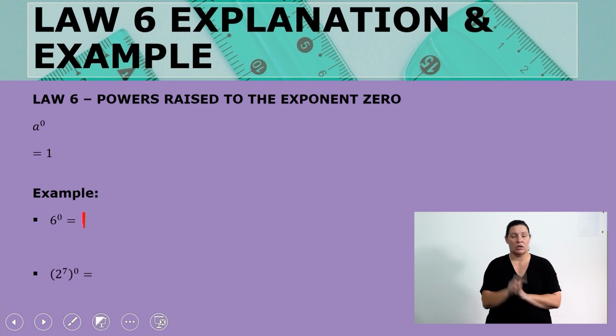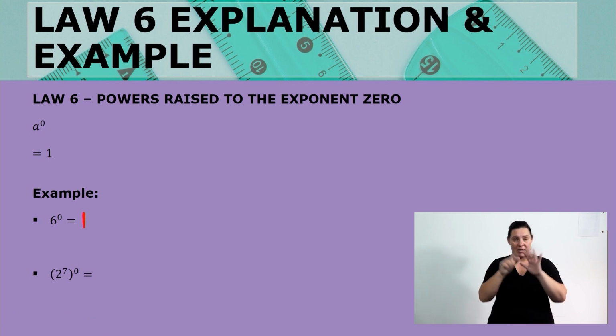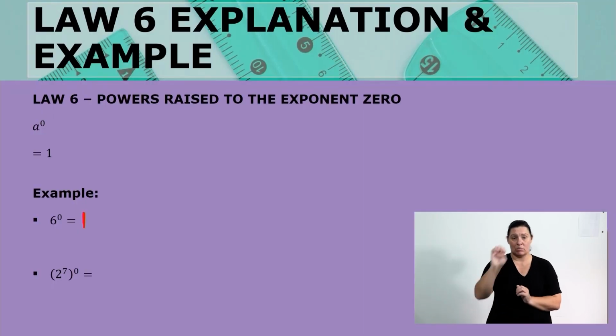Our next example is 2 to the exponent 7, and that power is raised to the exponent 0. So what is going to happen here? So we can apply law 6 to just say it is going to become 1. But to prove to yourself that this is true, we can go and apply the law that speaks about raising a power to a given exponent. So we know what's going to happen there. We are going to have 2 to the exponent 7 multiplied by 0.